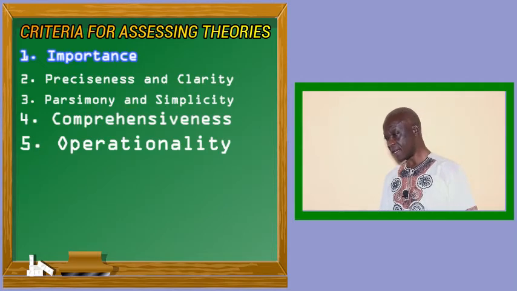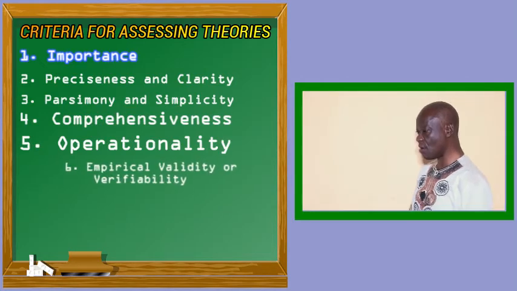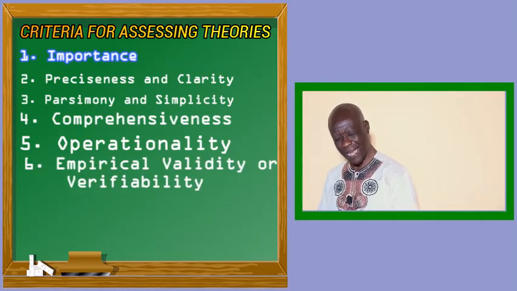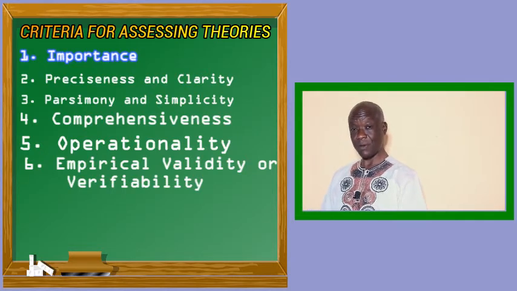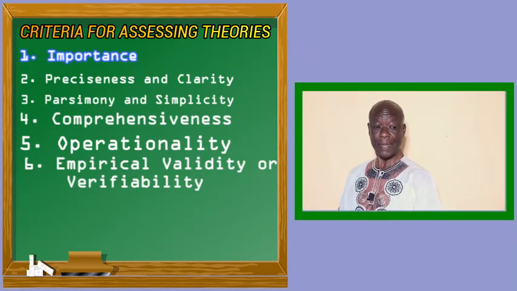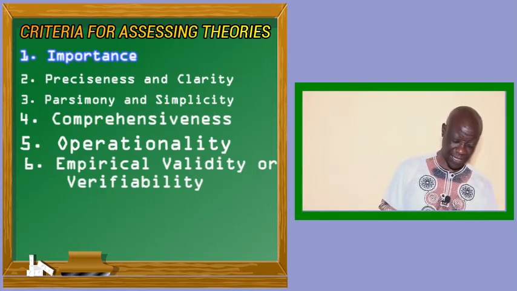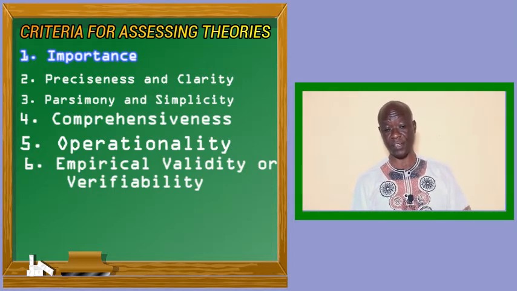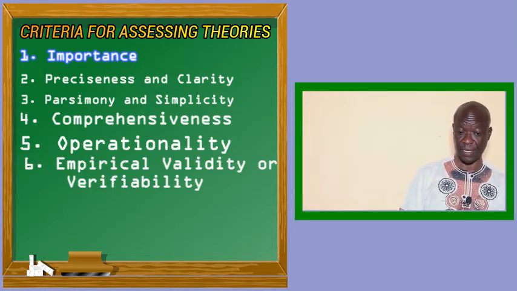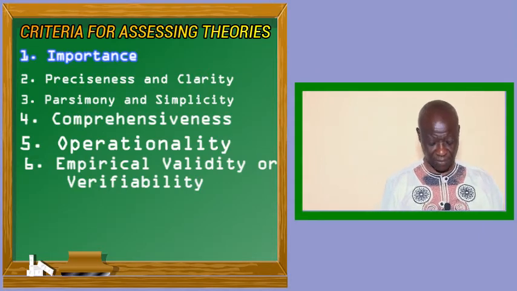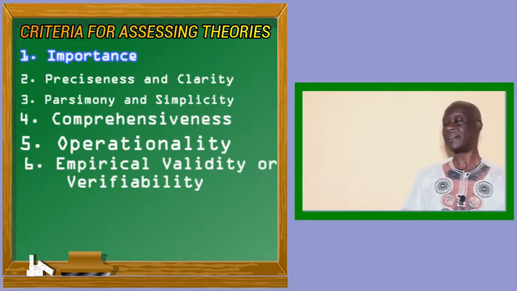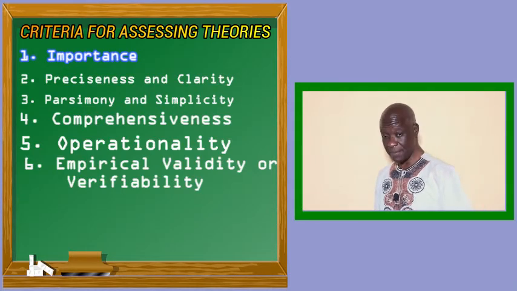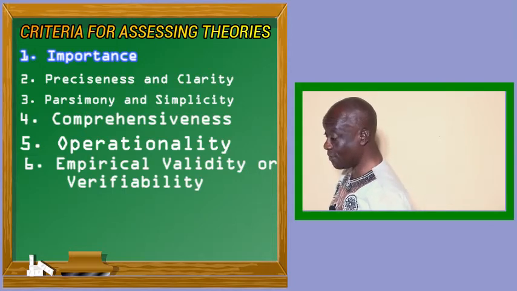So the other aspect is what we call empirical validity or verifiability. We must be able to verify the theory. We must be able to validate the theory empirically. As I've already said, the preceding criteria are rational in nature and do not directly relate to the correctness or validity of a theory. Eventually, however, a theory must be supported by experience or experiments that confirm it.